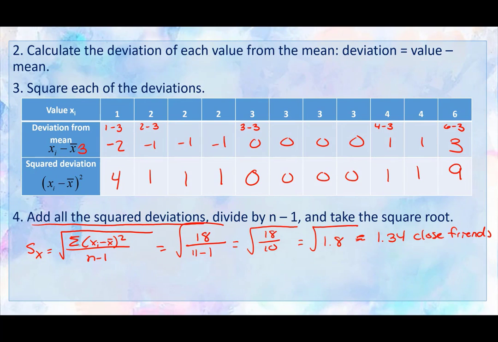I know it's quite a process. Like I said, I'm going to help simplify this a little bit later with a calculator. So the last thing we have to do is interpret this.